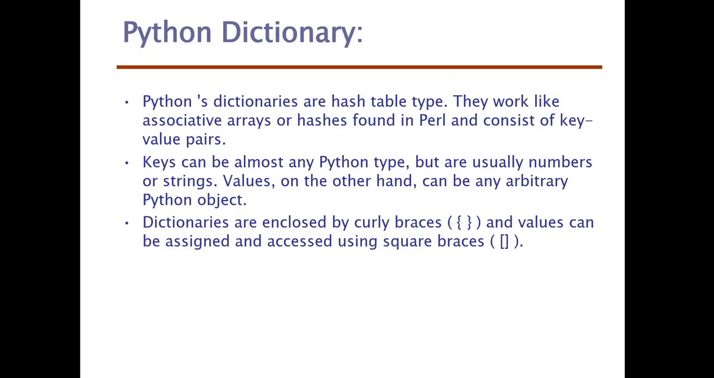Generally, a Python dictionary works as a hash table, and normally keys can be almost any Python type. So a dictionary consists of key-value pairs where each key is unique and maps to a specific value. Keys generally can be almost any immutable Python type, that is numbers, strings and tuples. And values can be any Python object, for example, lists, strings, numbers, or even other dictionaries. Dictionaries are generally enclosed by curly braces, and values are accessed using square brackets with the corresponding keys.